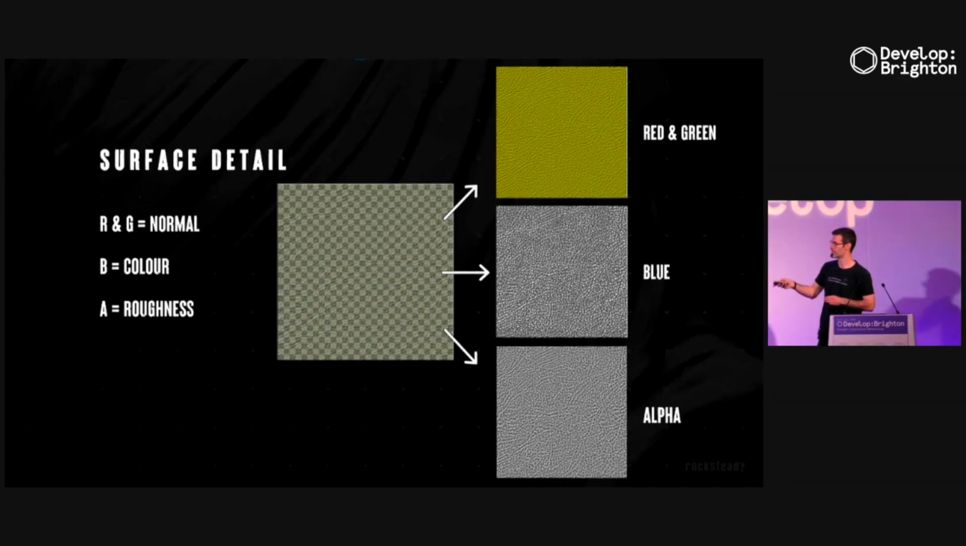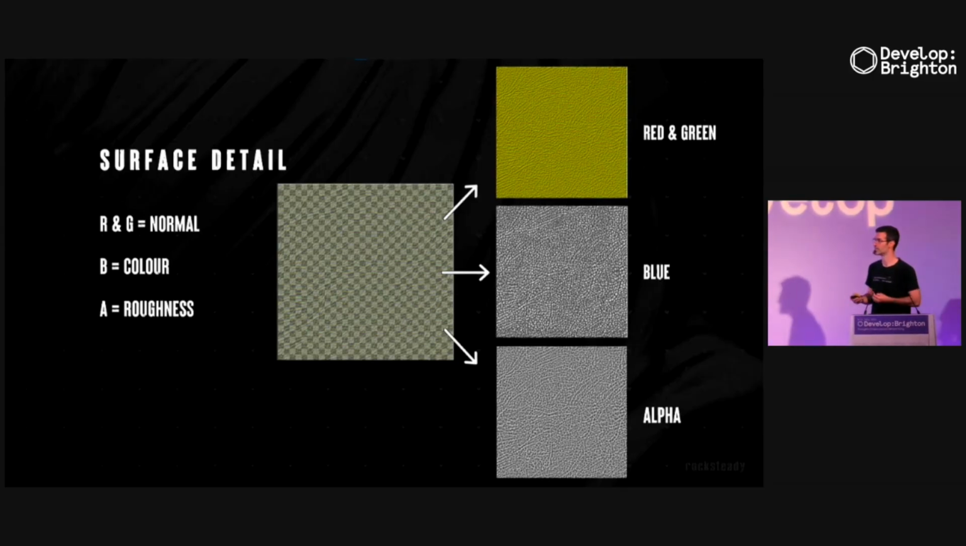And on the alpha channel, we have roughness, which works in a similar way in that the light values make things rougher underneath and the darker ones smoother. So this allows us to add a lot of fidelity and sharpness to our materials. Here are some examples of different surface detail maps applied to the same surface.